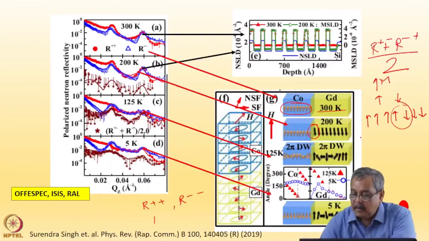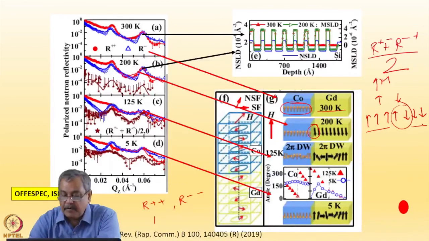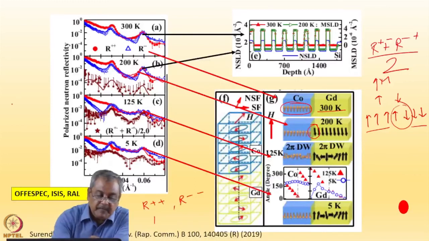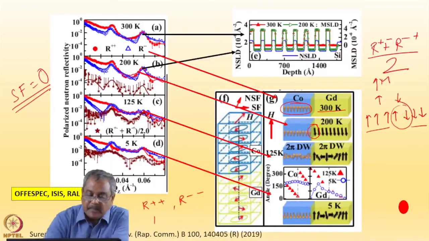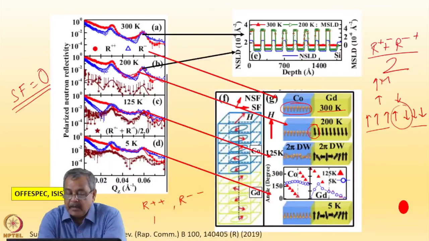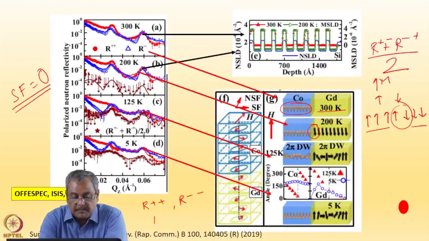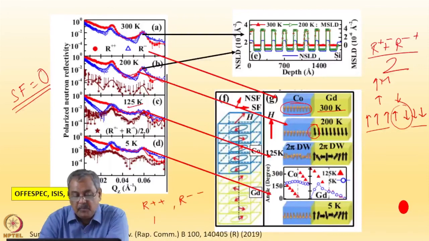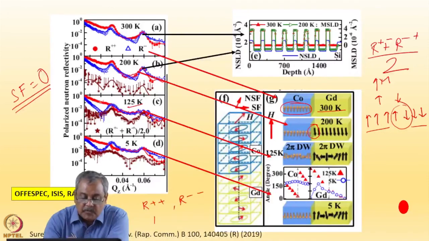Here, this 200K structure is between two ferromagnets, which are antiferromagnetically coupled, and the spin flip intensity at 200K is almost zero. That means there is no normal component. Now let's go down further. We have gone down to 125 Kelvin. Here please note, these are the non-spin flip intensities. This is the spin flip intensity.